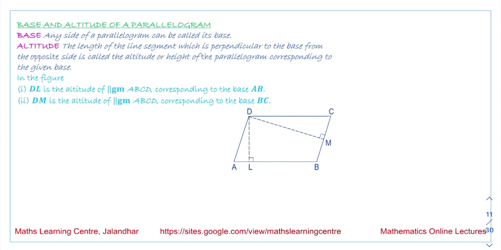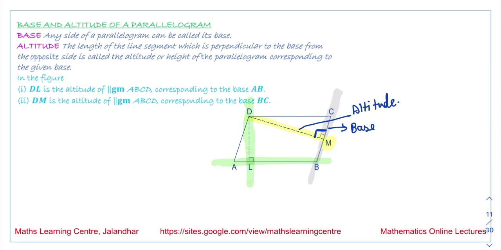I can consider any side as the base. Suppose I am considering BC as the base. Then for the altitude, we have to draw a perpendicular from D to BC. This is the point M, and this is the perpendicular that we have drawn. Then BC is the base, and this DM is the altitude. Similarly, AB is the base, and this DL is the altitude.